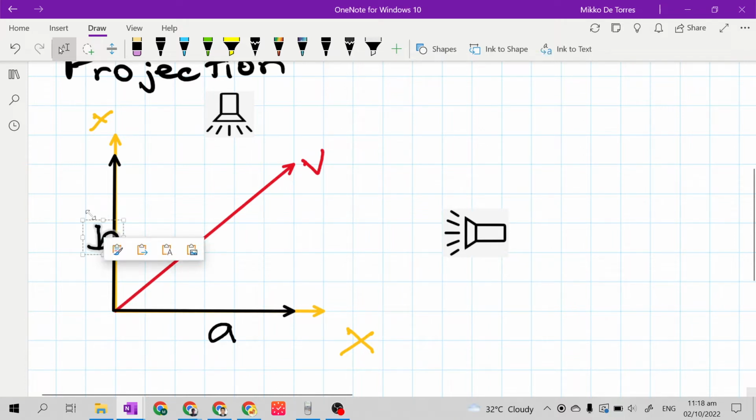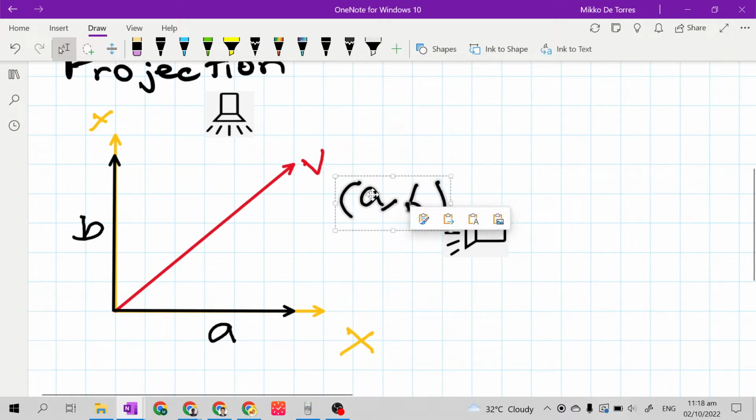So using these projections, we can describe vector V using the coordinates of x and y, and the coordinates of this x and y are the projection A at the x-axis and projection B at the y-axis. So we can describe V. Okay? Can describe V using the coordinates of x and y axis.